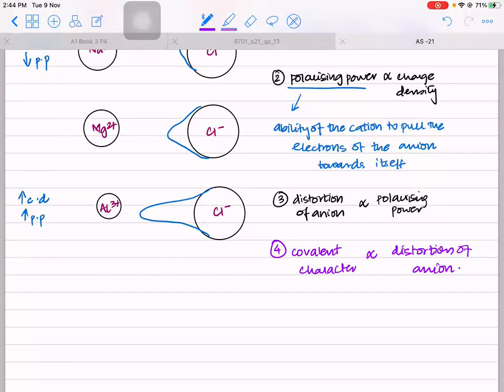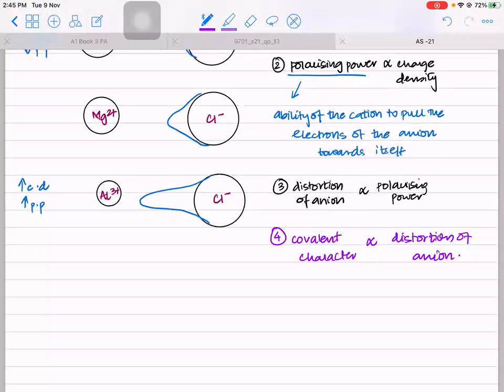No, it's not just dependent on the cation. It depends on the anion as well. If the cation is willing to pull the electrons, the anion should be ready to give. All right, so it depends on both. It depends on the cation as well as on the anion.